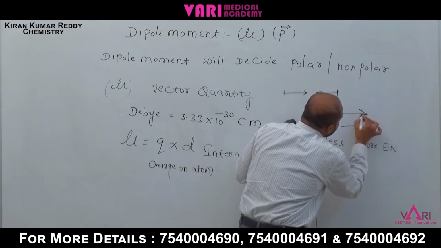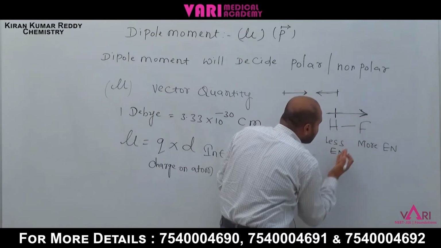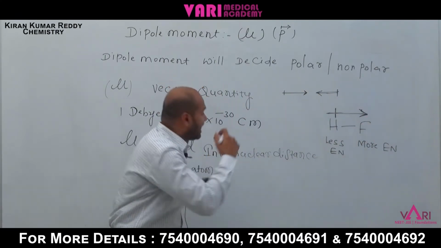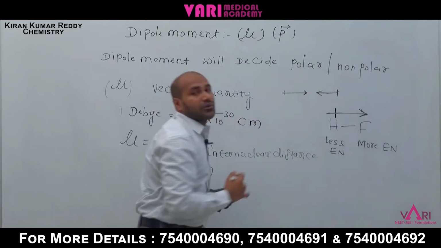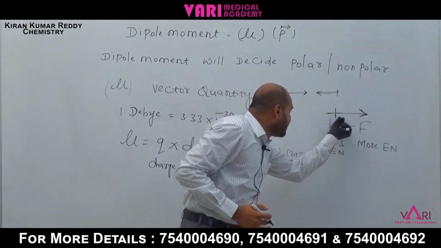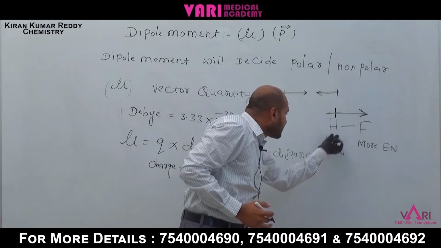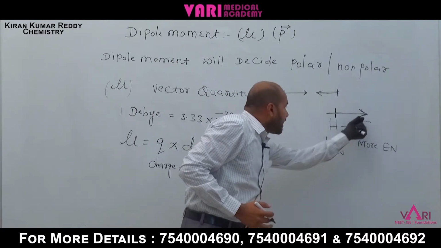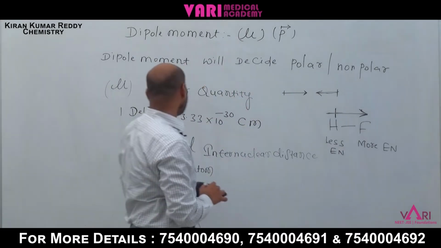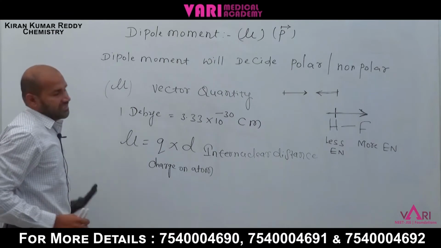The head is the negative end. The direction is from the less electronegative atom to the more electronegative atom. We can denote the dipole moment like this: a crossed arrow, with the cross on the less electronegative atom and the head on the more electronegative atom. These are the important points of dipole moment.